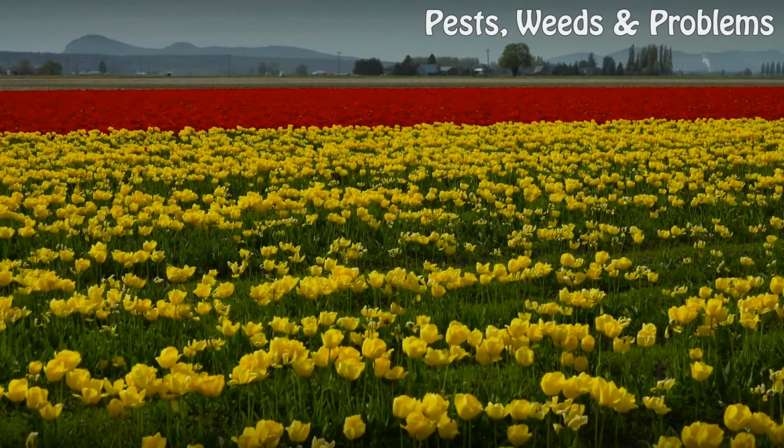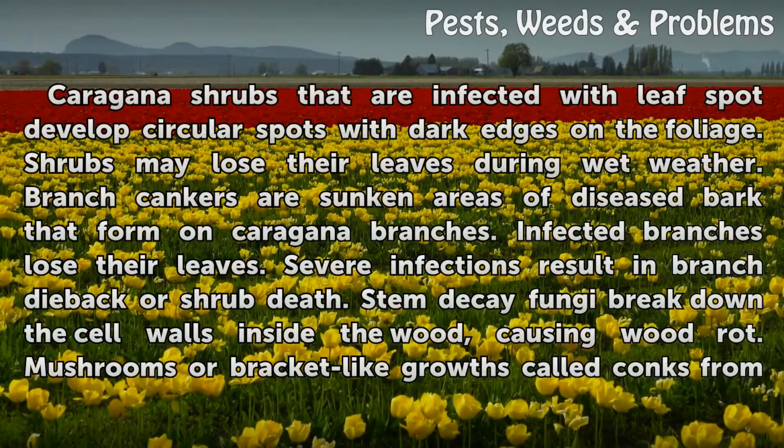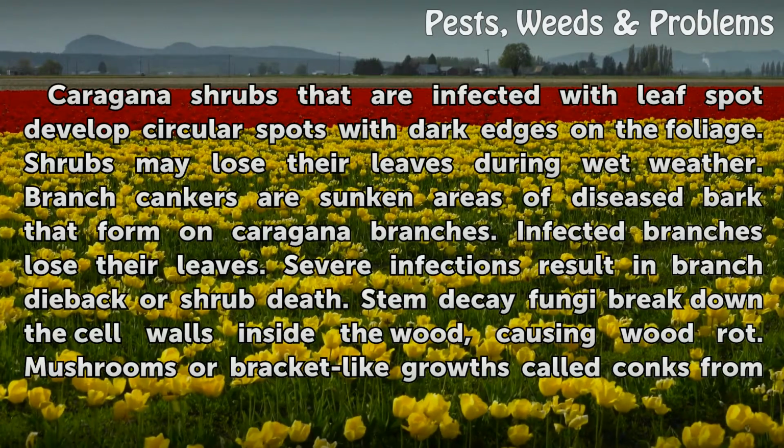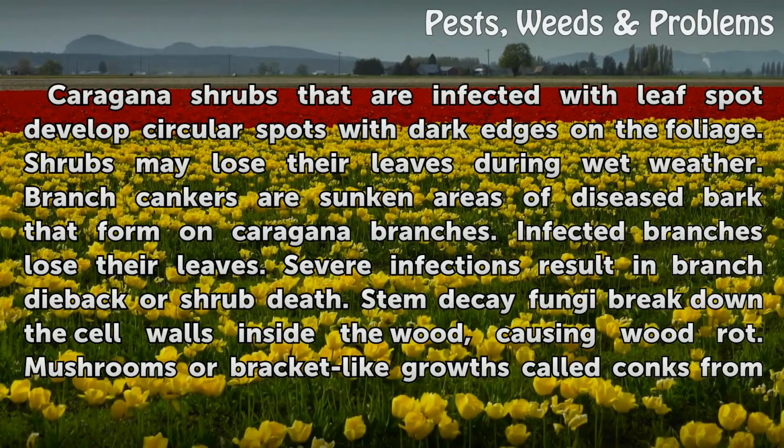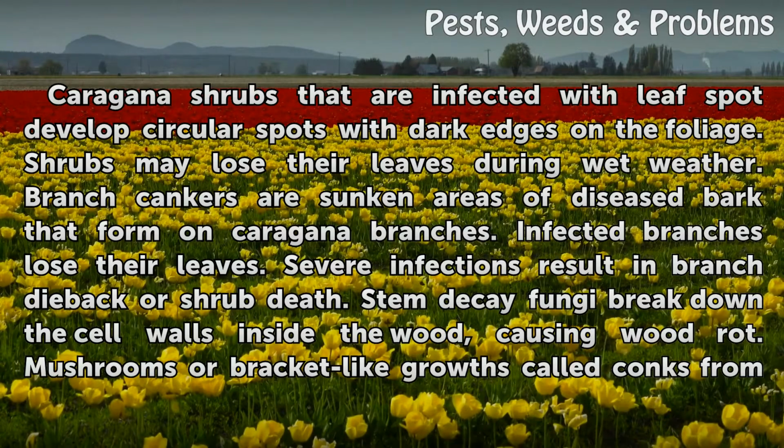Effects. Caragana shrubs that are infected with leaf spot develop circular spots with dark edges on the foliage. Shrubs may lose their leaves during wet weather.